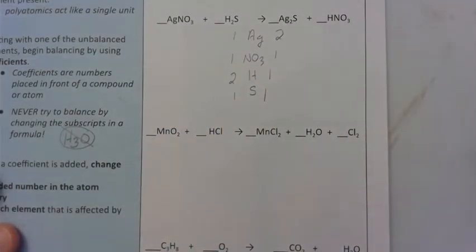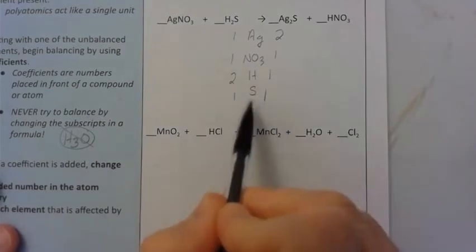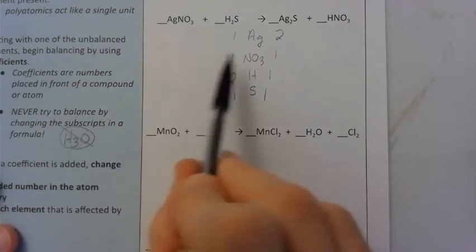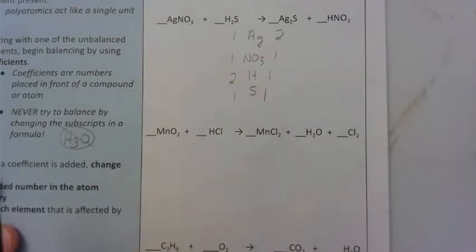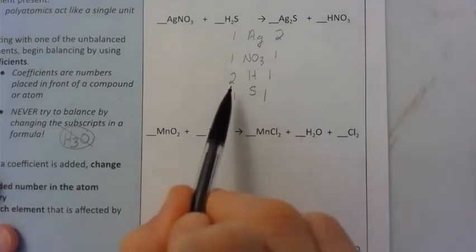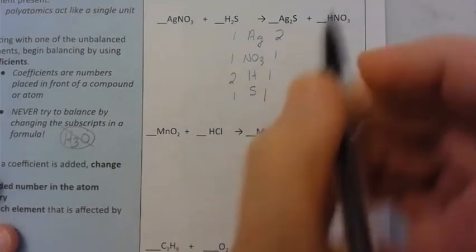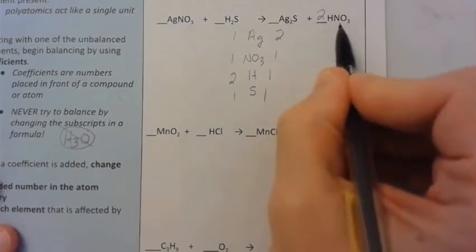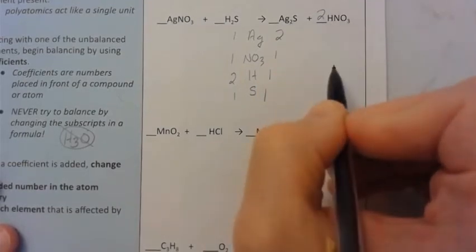So most of these are balanced. Our NO3 and our sulfur are balanced. It's the silver and hydrogen that are not. And you can pick any of the unbalanced components as your starting point. So we could start down here with the hydrogen and say, if I'm putting 2 hydrogen in, I need to get 2 hydrogen out. Okay, so I put a 2 up here to give me 2 times that 1 hydrogen.